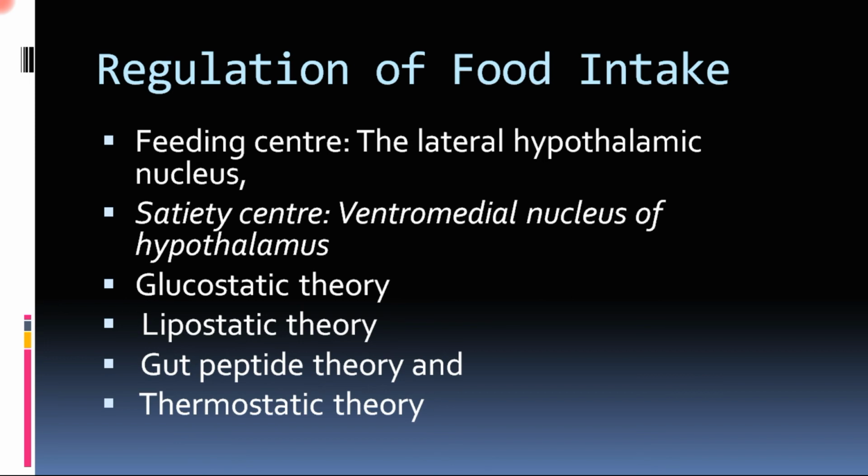Now coming to the gut peptide theory. The gut peptide theory tells us that when the gut is full, when the GI tract has food in it, certain GI hormones are released, especially cholecystokinin. There are cholecystokinin A and cholecystokinin B receptors in the hypothalamus, and those are what inhibit the feeding center. So that is how cholecystokinin and other gut hormones can also inhibit the feeding center.